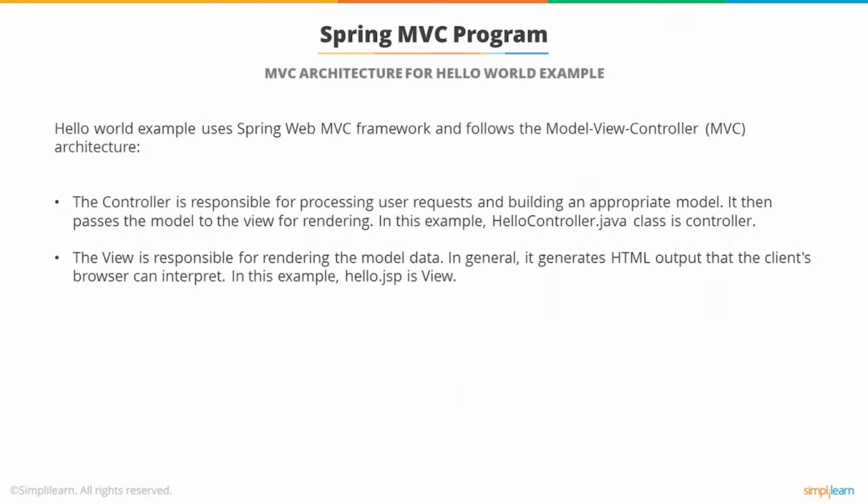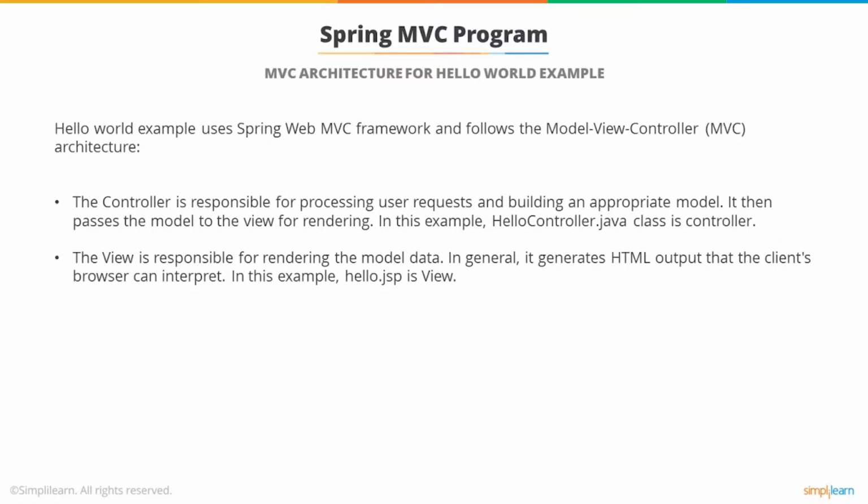The Hello World example uses the Spring Web MVC framework to follow the model view controller architecture. The controller is responsible for processing user requests and building an appropriate model. It then passes the model to the view for rendering. In this example, the HelloController Java class is the controller.